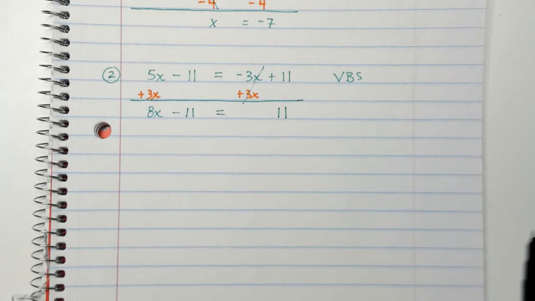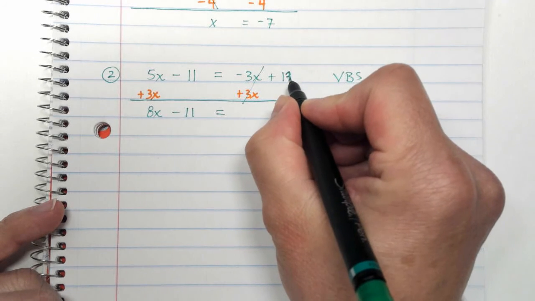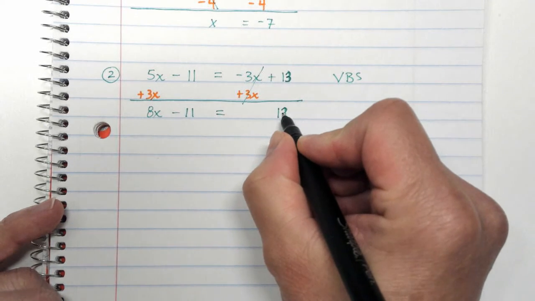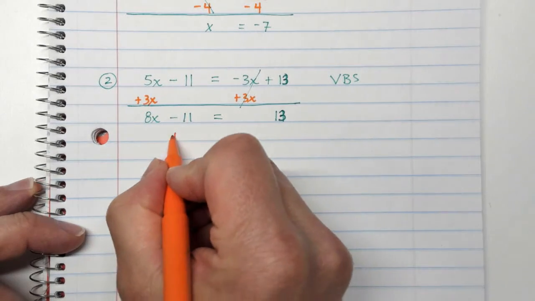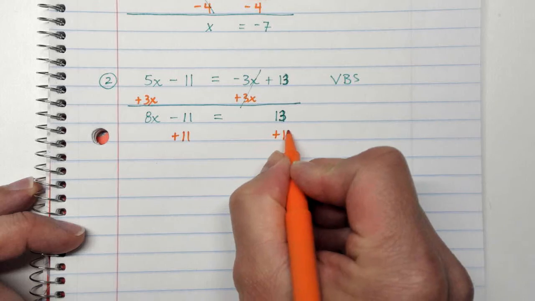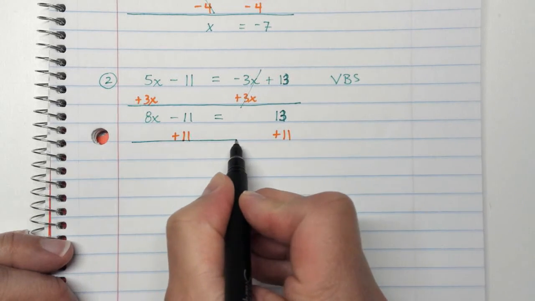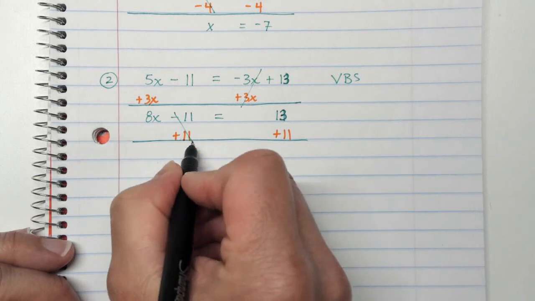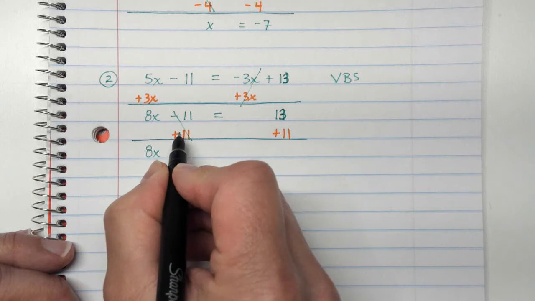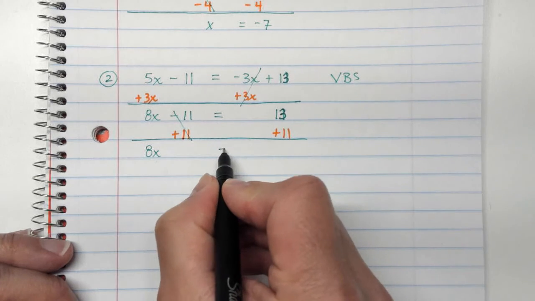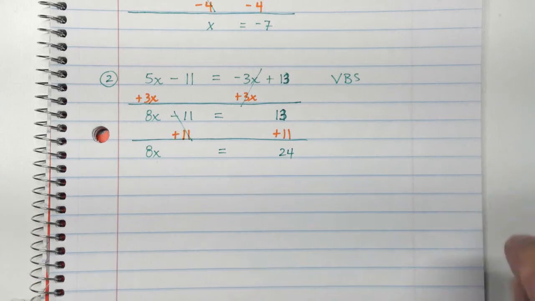Voila. Did I write the problem down wrong? Yes, I did. This is supposed to be a 13. My bad. That's supposed to be a 13. Okay. And then now it's a normal 2-step. So you add 11. Add 11. Like I said, you guys are getting much better. 8x plus nothing is 8x. Minus 11 plus 11 is nothing. The sign goes straight down. 13 plus 11 is 24.